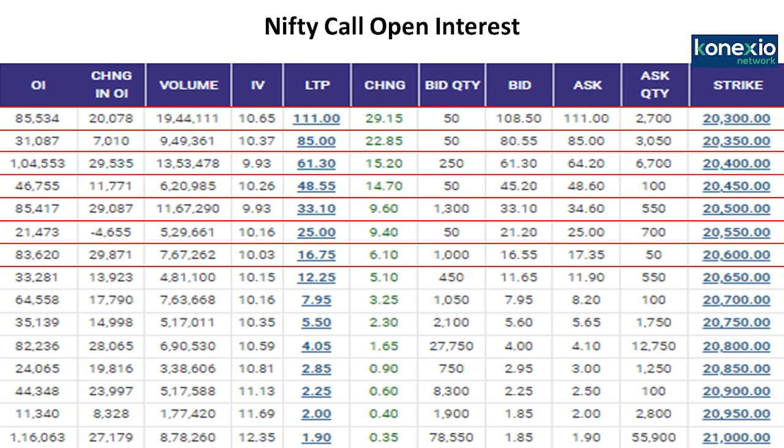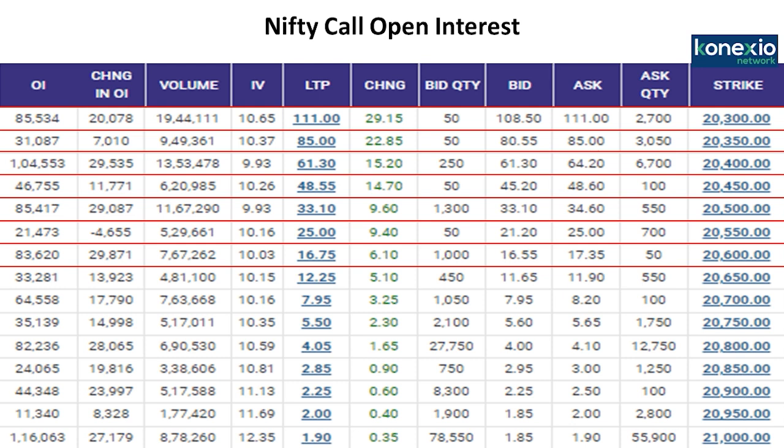The IB's implied volatility is between 10.03 to 10.65. There is a rise in the open interest, rise in the volumes. Now, if we compare it to the open interest and volume, the major resistance in the Nifty is around the 20,300 mark. So if it breaks those levels, then we might see an extension of the rally towards 20,400.